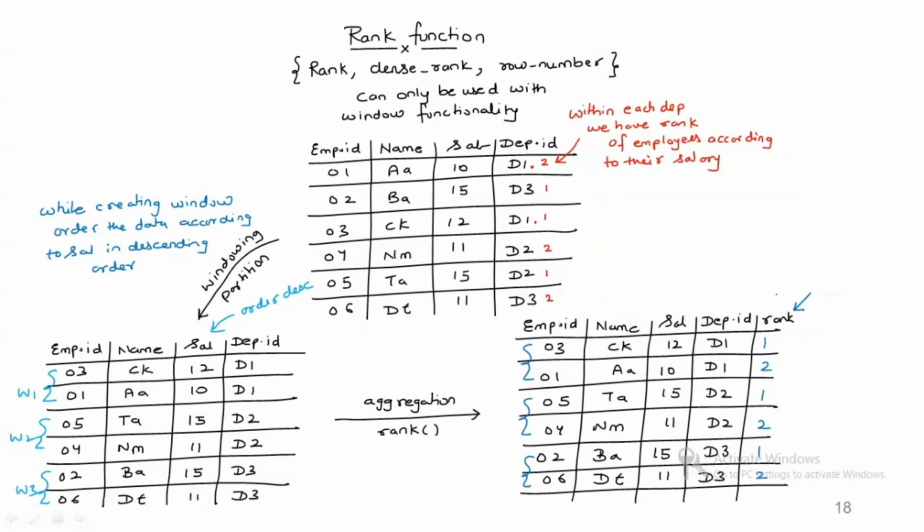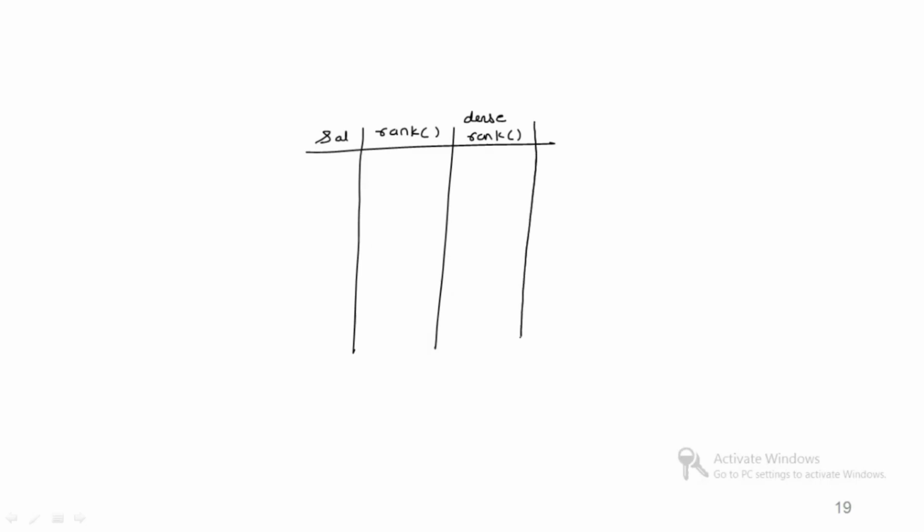So this is how we can use the rank functionality. But we have two more functions. One is dense rank, the other one is row number. We have already talked about rank. Let's understand the difference between them: rank, dense rank, and row number. For this, I'll create a quick table and assume that this is one window. This is my salary column, and this is the output from the rank function, output from dense rank, and output from row number.